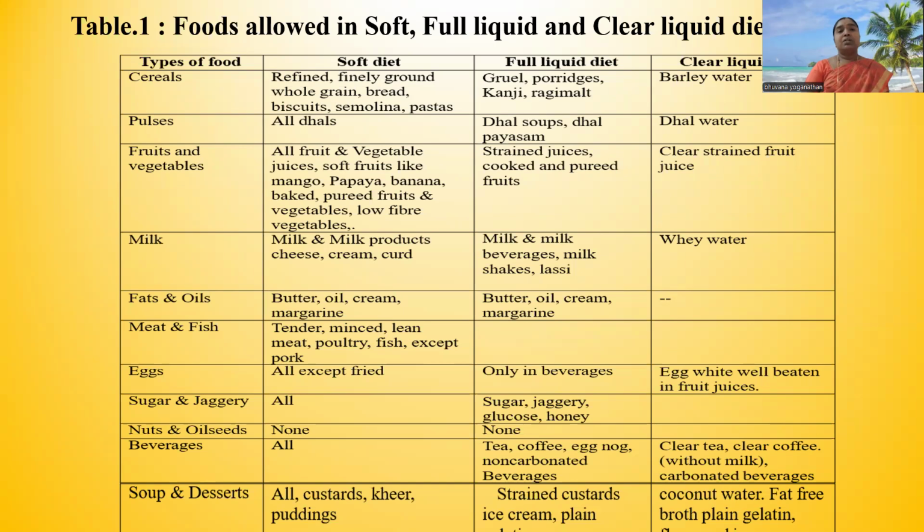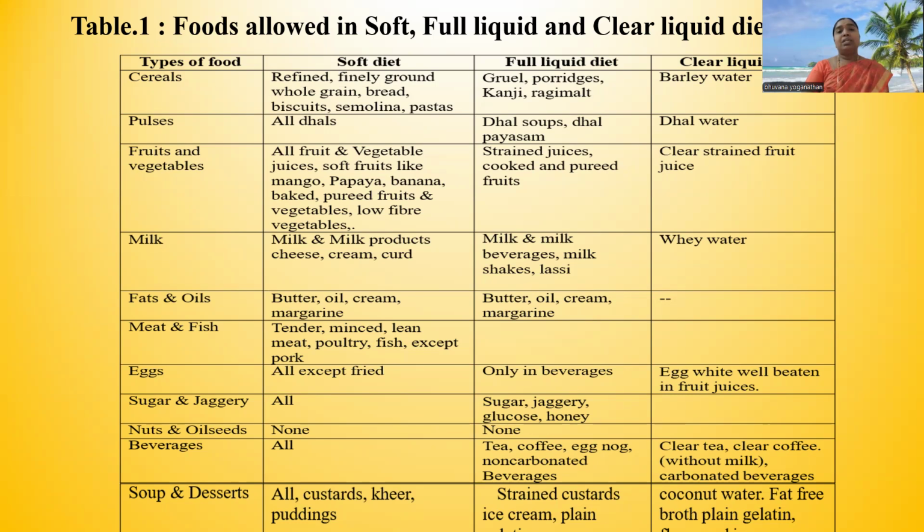Coming to the cereals, in the case of soft diet it's refined cereals, whole grain, bread, biscuits, semolina. In the case of full fluid: gruel, porridge, kanji, ragi malt. In the case of clear liquid, the cereal product is barley water. Coming to the pulses, for the soft diet, all dal can be taken; for full fluid, in the form of dal soups or dal payasam; in the clear fluid, dal water can be added. Vegetables and fruits: all strained vegetables and soft fruits like banana, papaya, baked puree can be added, strained juices can be added in full fluid, and clear juices can be added in the clear.